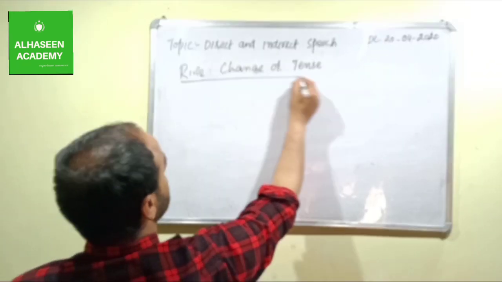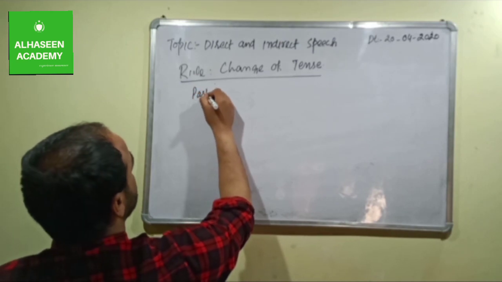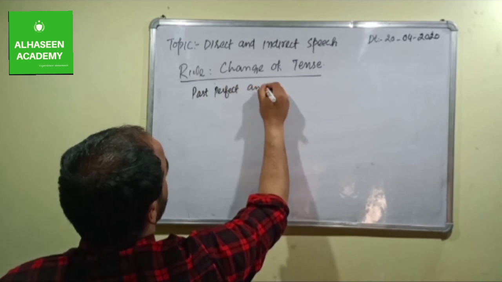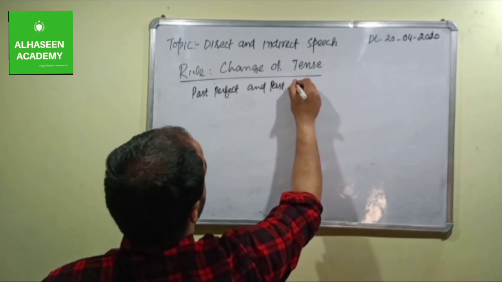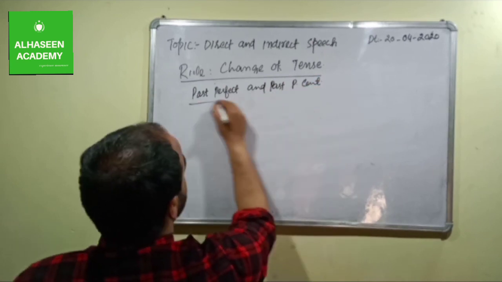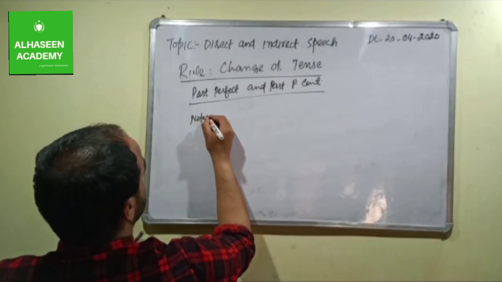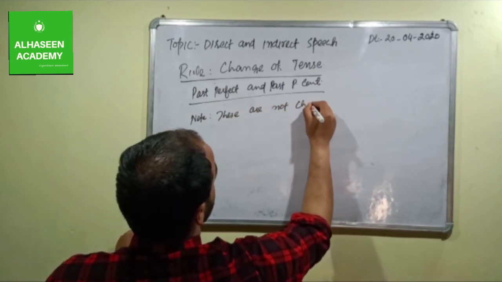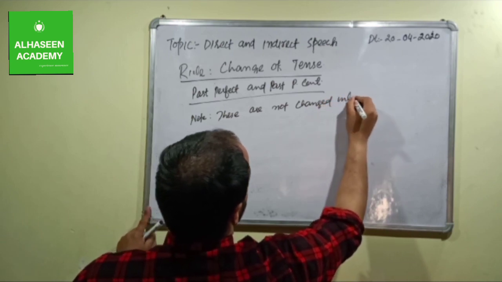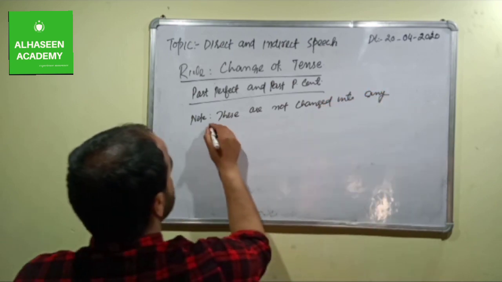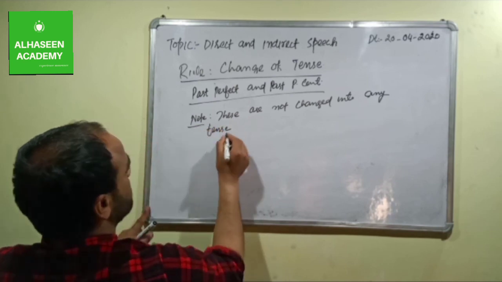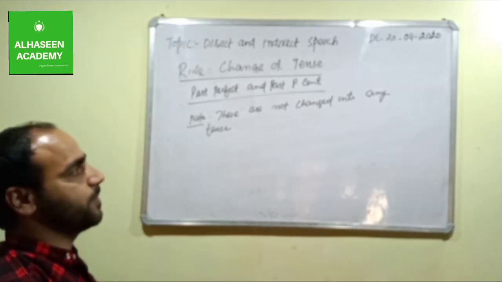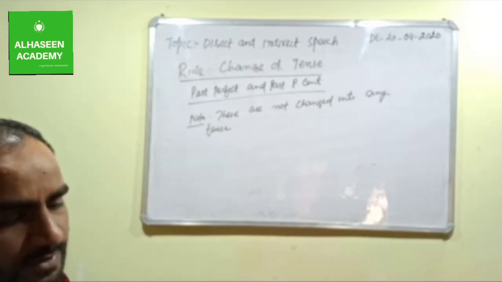Now we have two tenses left. What is that? Past perfect and past perfect continuous. Note, these are not changed into any tense. You have to remember these two tenses are not changed in any type of tenses, because this is a rule. You have to follow the rule.